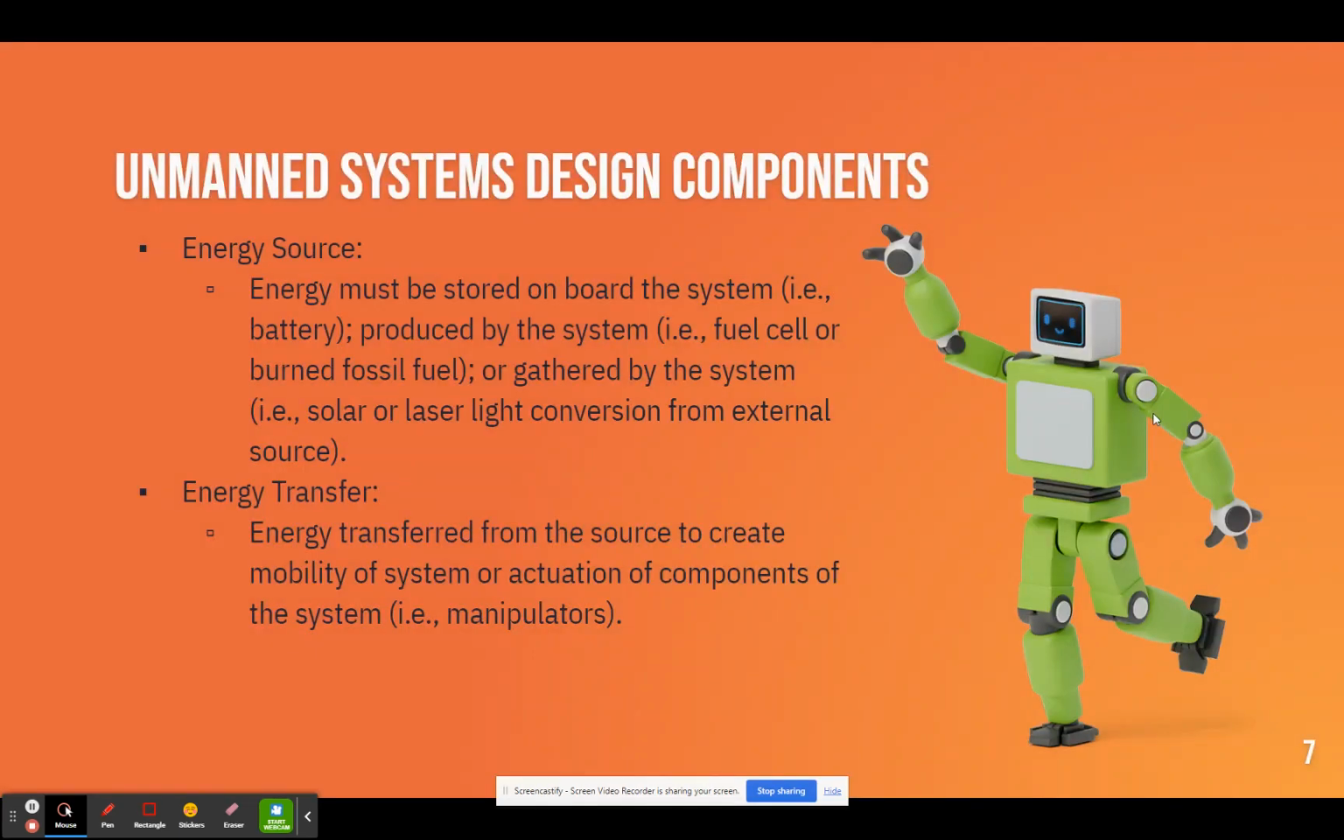We also need to have an energy source, so we have to have the energy on board the system. It can be a battery, or it has to be produced by the system, so that can be a fuel cell or burning a fossil fuel, or it has to be gathered by the system, so that would be a solar or laser light conversion from an external source. And then we have to transfer that energy from the source to create the mobility of the system or actuation of the components of the system, so any kind of manipulator, a claw, a camera, anything along those lines.